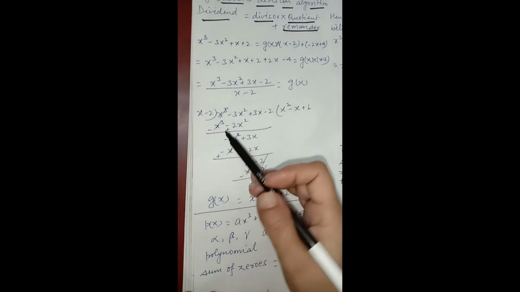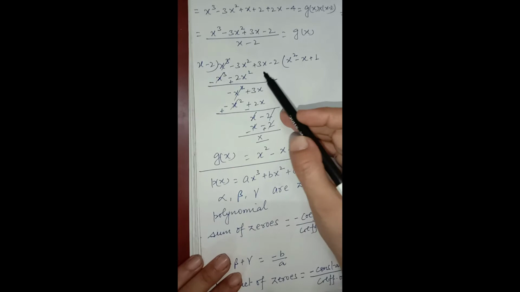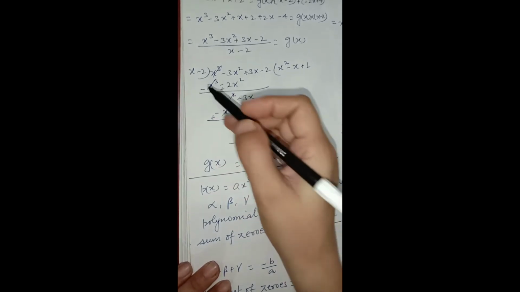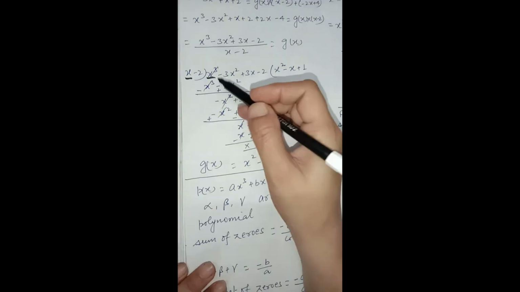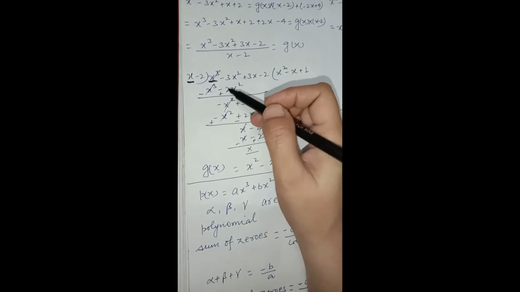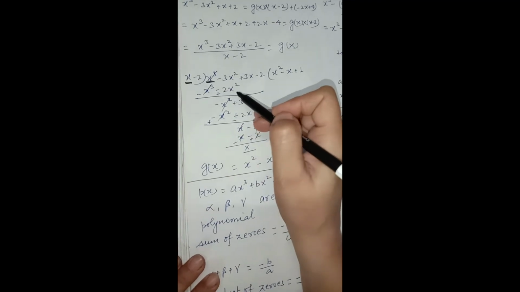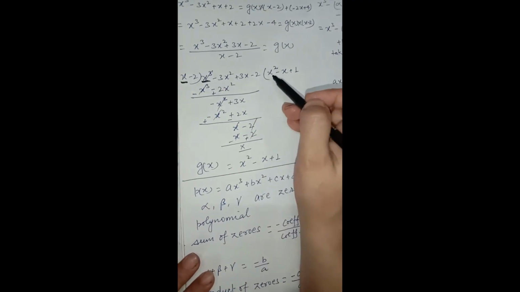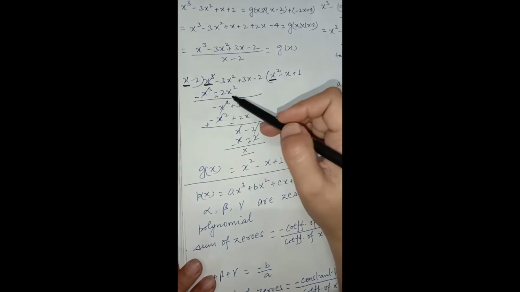So we'll get the value of g(x) by dividing the numerator by the denominator. We'll follow the steps. We'll divide x cube minus 3x square plus 3x minus 2 by x minus 2. In the same way, take the first term of the dividend and the divisor. On solving, at the first step the quotient is x square. So x cube minus 2x square.